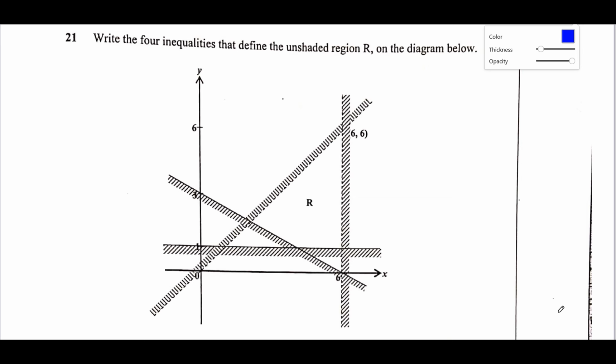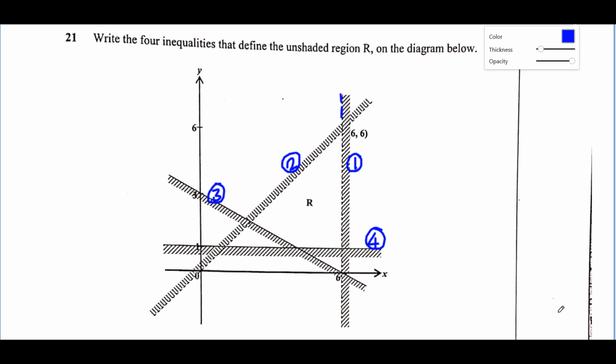So we can start with any inequality of our choice. I'm going to start with the one that is cutting the x-axis only. This will be my inequality number 1. Then this one will be my inequality number 2, my third one, then my fourth one. Right, so let's begin with the first one. So the first one is this one.